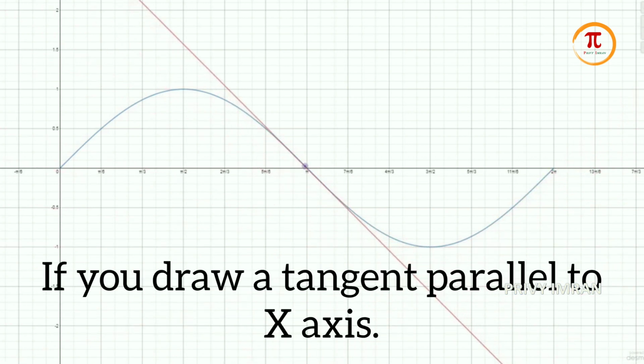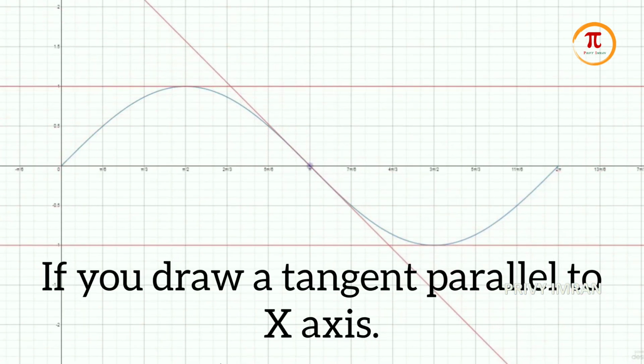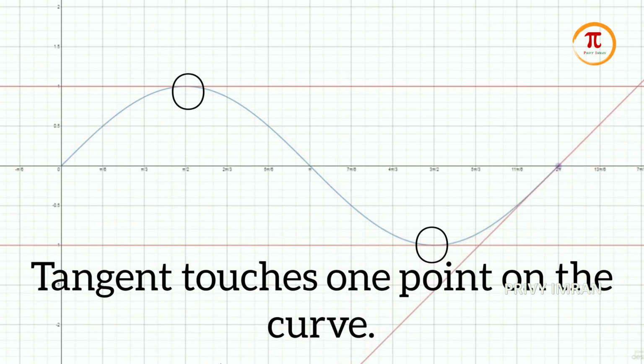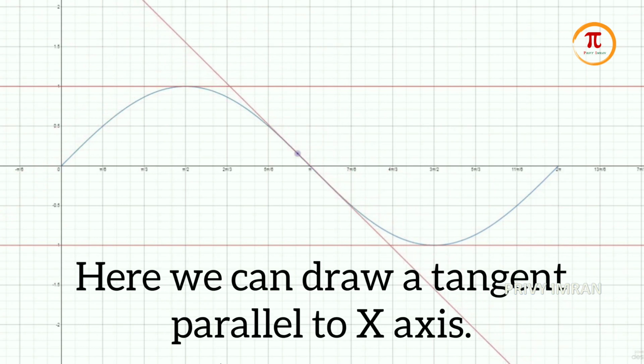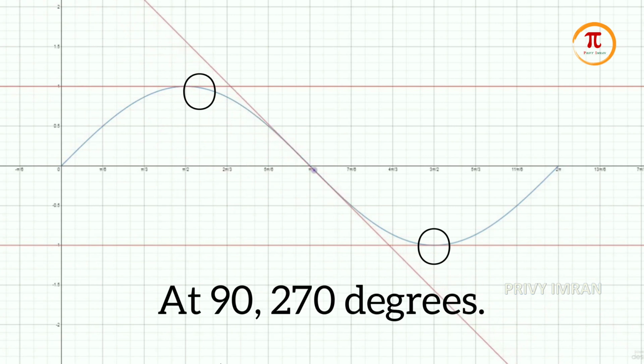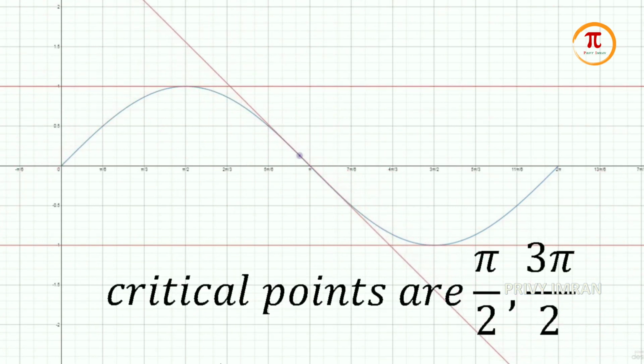If you draw a tangent parallel to the x-axis, then the tangent touches one point on the curve. At that point, the x value is known as a critical point. Here we can draw a tangent parallel to the x-axis at 90 degrees and 270 degrees. Hence pi by 2 and 3 pi by 2 will be considered as critical points.